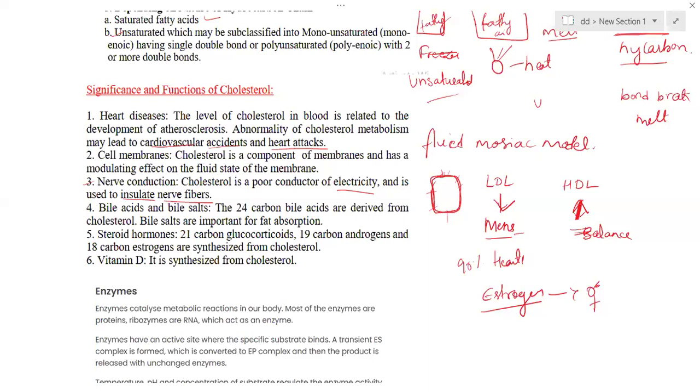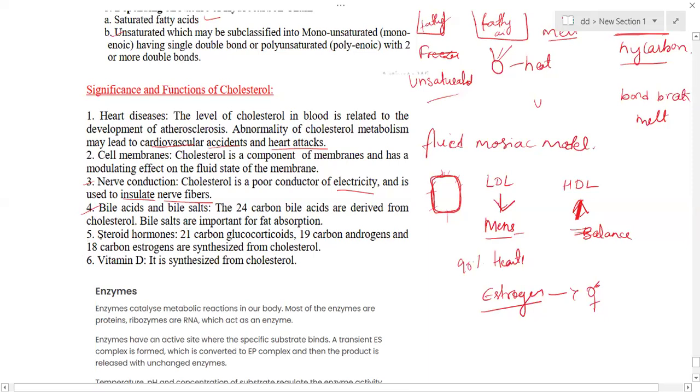Nerve conduction, and bile acids and bile salts. 24 carbon bile acids are derived from the cholesterol. Bile salts are important for fat absorption. Fat absorption needs bile salts.